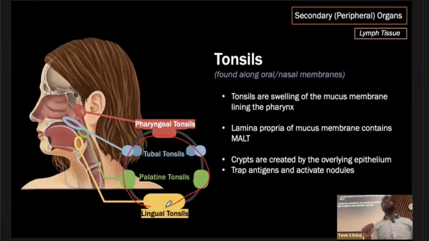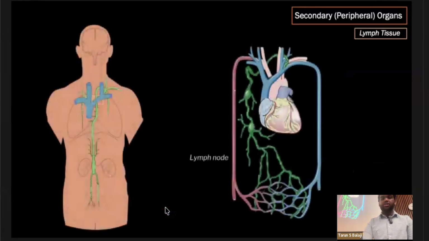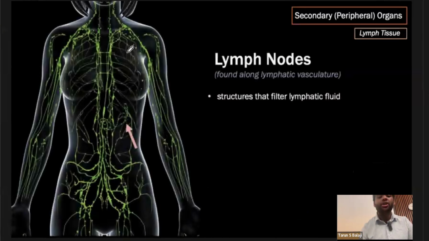You're going to look at lymph nodes. You're going to look at tonsils again in GI, so I'm not going to go into that in too much detail. But lymph nodes in general, you're going to find them in clusters. So when you're in lab, you're going to find lymph nodes aggregated along certain sites. Now, lymph nodes are these structures that are going to filter lymphatic fluid.